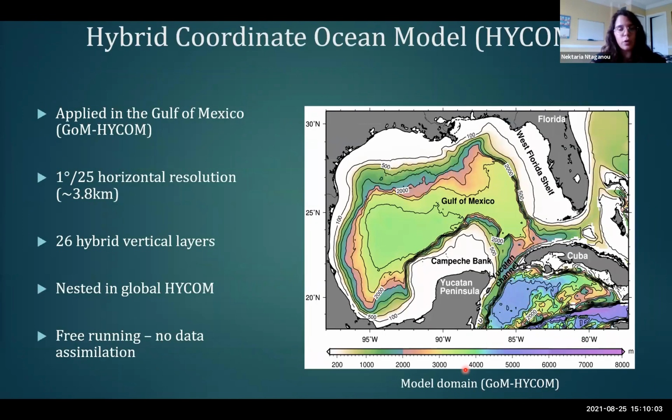For the analysis of the first part of this study, I used HYCOM applied in the Gulf of Mexico at 1/25th of a degree horizontal resolution, with 26 hybrid vertical layers. The vertical coordinates are isopycnal in the stratified water column, terrain following at the regions close to the shelves, and isobaric in the mixed layer. This configuration of HYCOM is nested in global HYCOM, and it's free running, suitable for process-oriented studies.